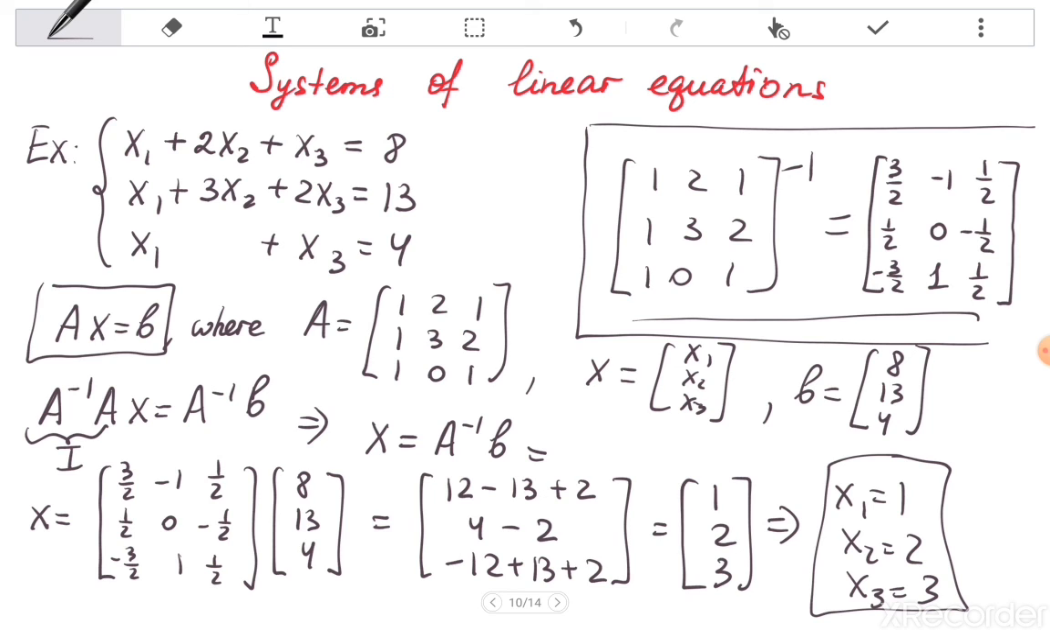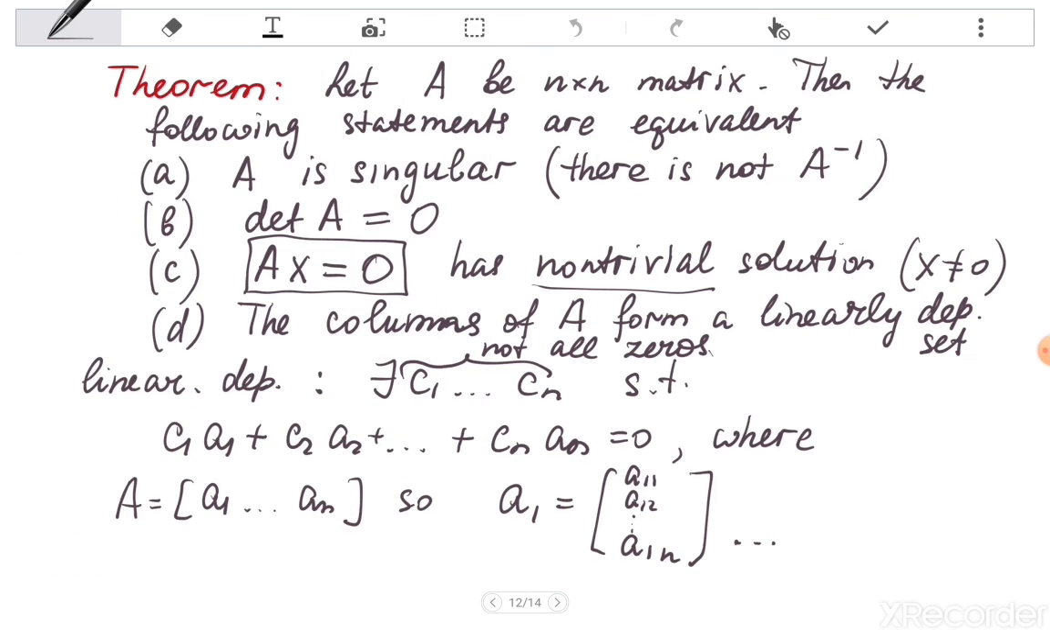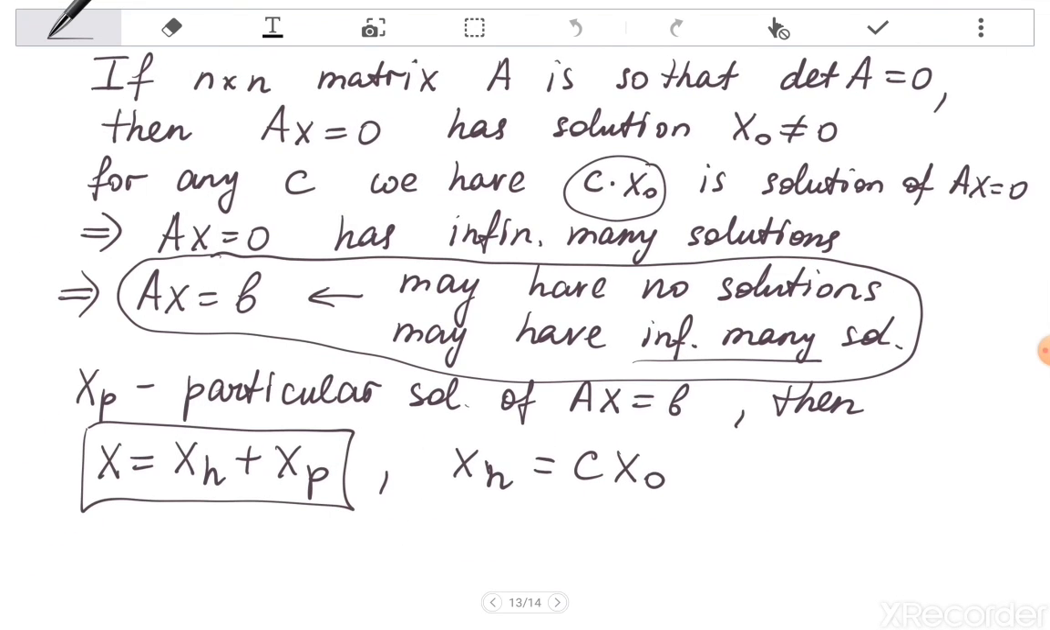If the determinant is 0, then it means that there is no inverse for the matrix A. And in this case, we know that we may get no solutions or infinitely many solutions, depending on b.